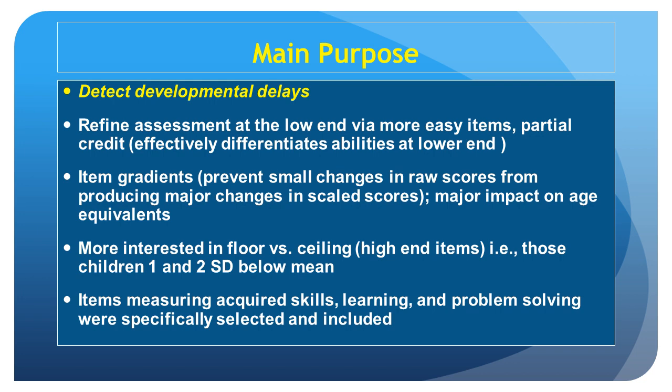So back to focusing on the test, the main purpose is to detect developmental delays. So what I wanted to do is refine assessment at the low end via more easy items, giving partial credit, and making sure that the item gradients were not such that a small change in a raw score is going to produce a major change in a scaled score. This apparently or reportedly also has major impact on age equivalence.